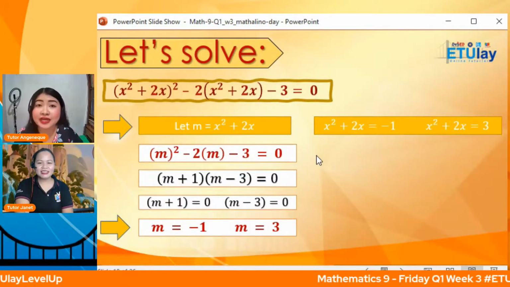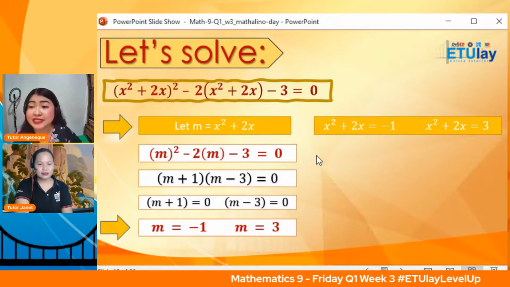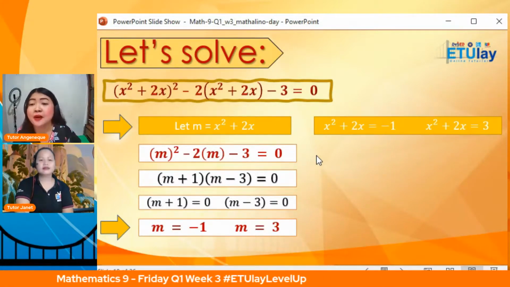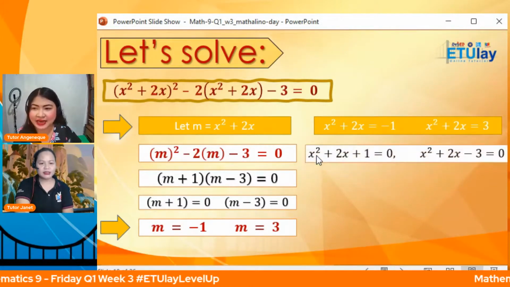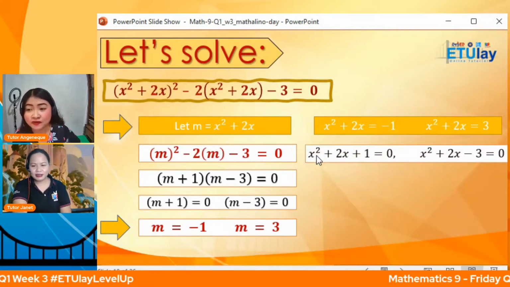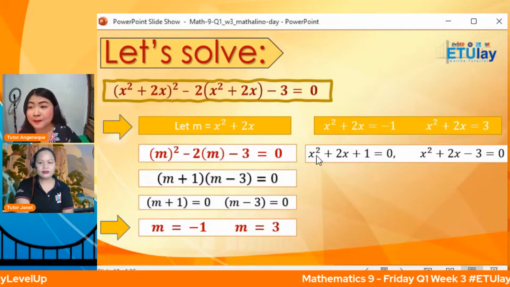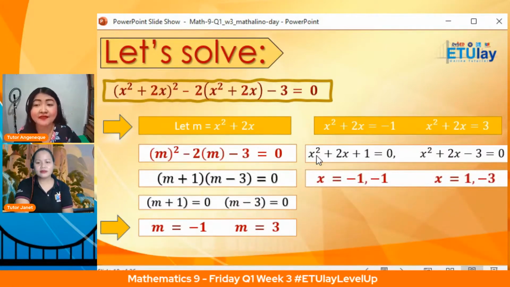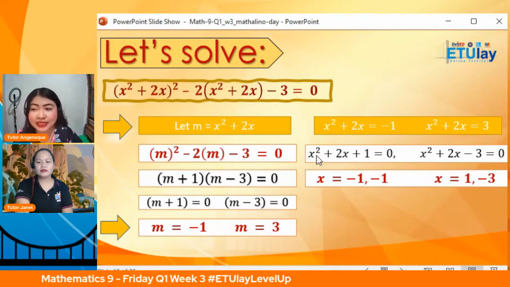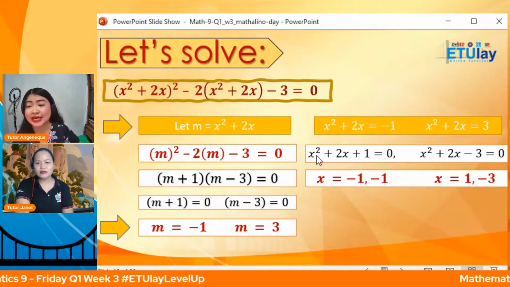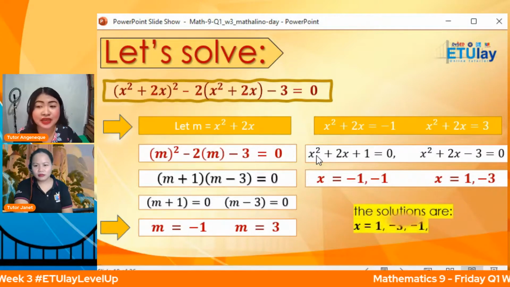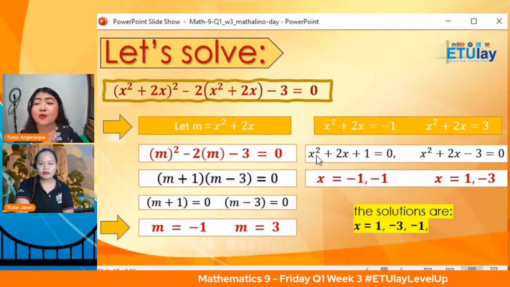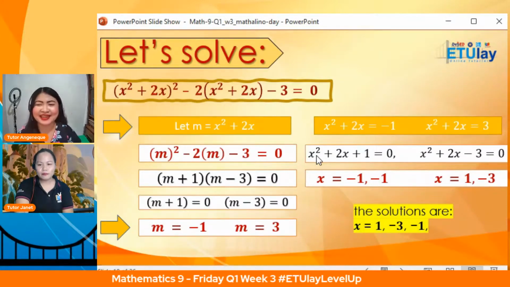So we have x squared plus 2x equals negative 1, and then x squared plus 2x equals positive 3. Solving the quadratic, we have here two quadratic equations. So we have the solutions negative 1, then positive 1, and negative 3. Because negative 1 is repeated, therefore the solutions are 1, negative 3, and negative 1.